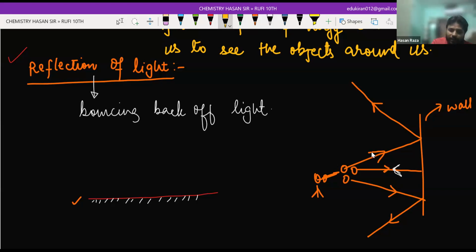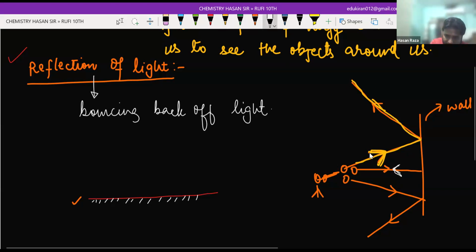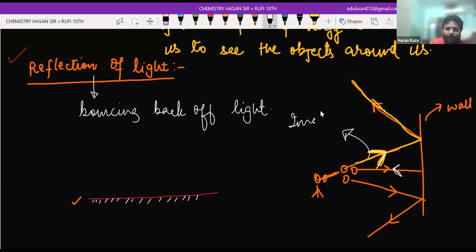Let's say you are focusing a light on this path, the other path that it will go will be like this. What I want to say is that this ray that is going onto the surface is called the incident ray. Are you getting my point? This was about the ball that we were playing.